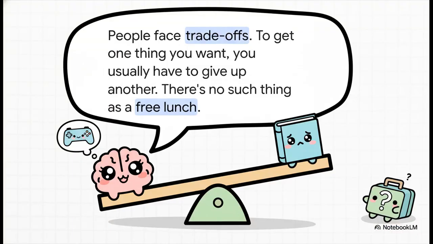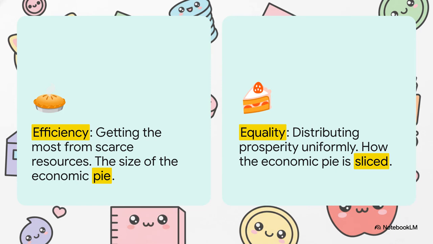All right, principle number 1. People face trade-offs. You've probably heard the saying, there's no such thing as a free lunch, right? Well, that's basically it. To get something you like, you almost always have to give up something else you like. Every single decision is a trade-off. Now, this doesn't just apply to you choosing what to eat for lunch. It applies to entire societies too.